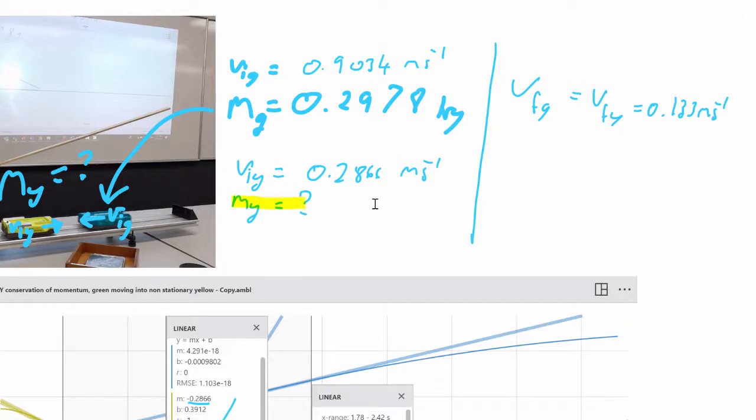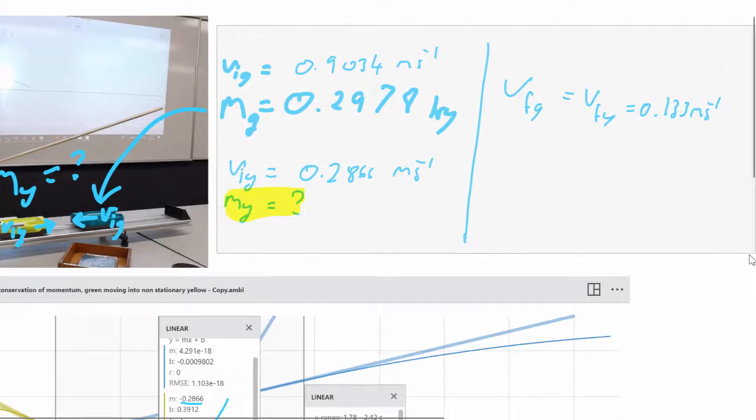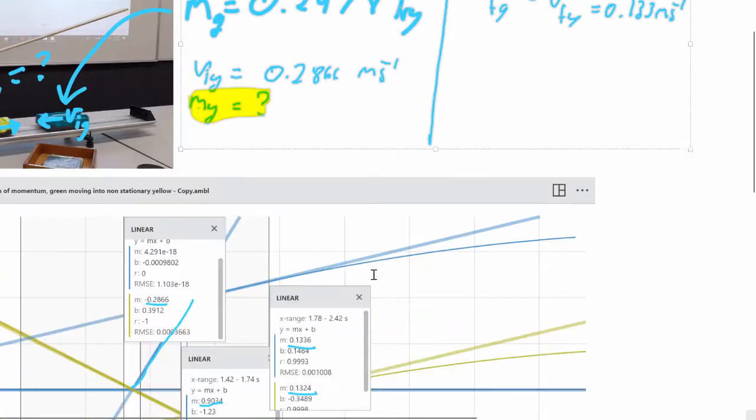What is the mass of my yellow cart? How do I do that? Well, it's like most momentum questions. We get all the data and we say momentum before equals momentum after. So let's have a go at that.